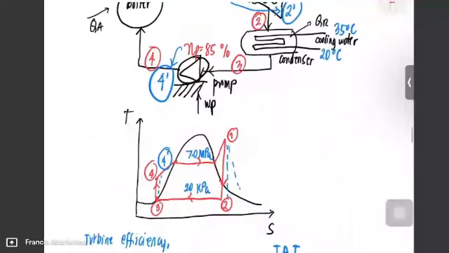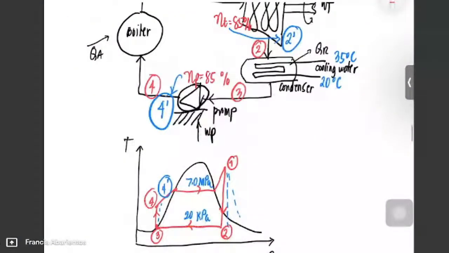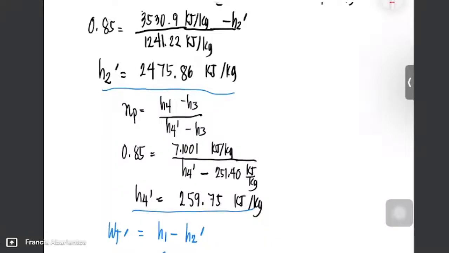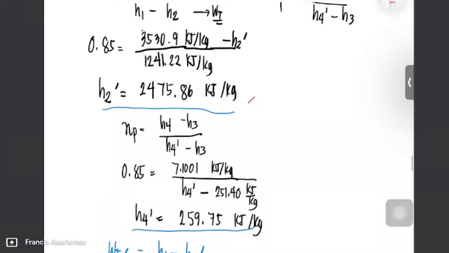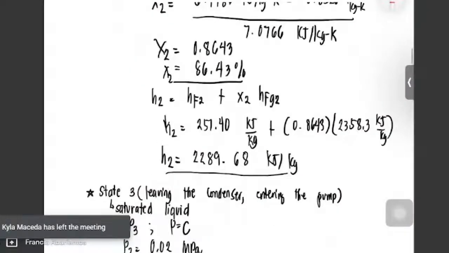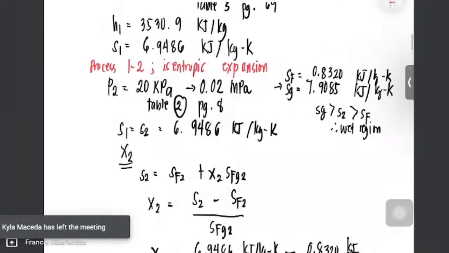Okay, ito. So, paano natin mako-consider if sa labas or sa loob yung actual efficiency natin? I mean, yung 2 prime natin. Sige nga. Ano nakuha natin? Yung H2 prime natin is 2475. Okay. From the steam table, ano yung una nating value sa H2? H2. Ano yung quality niya? H2. Ay, wala pala. Hindi pala pinakita dito. At ano na?